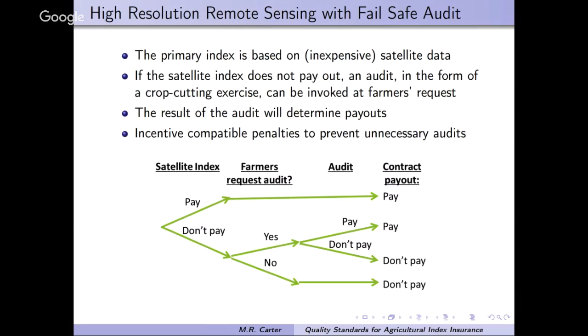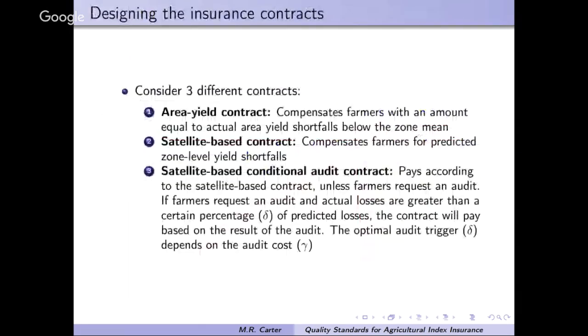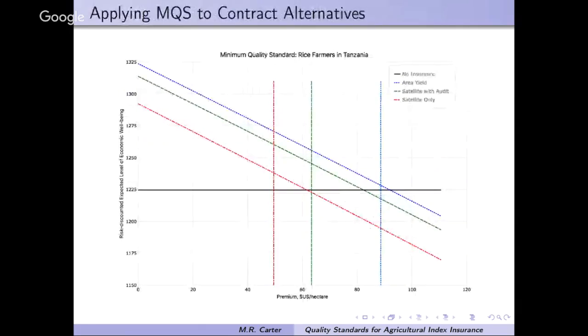And to make that cost effective, the audits can't happen very often. In the case of Tanzania, I think it's about 4% of the time that an audit is actually necessary. So that cost was actually rolled into the insurance contract. Again, in the interest of time, this diagram here is just using real world data and showing that we can actually apply this minimum quality standard to different contracts. And it shows the trade-off between quality and cost of different insurance contracts.